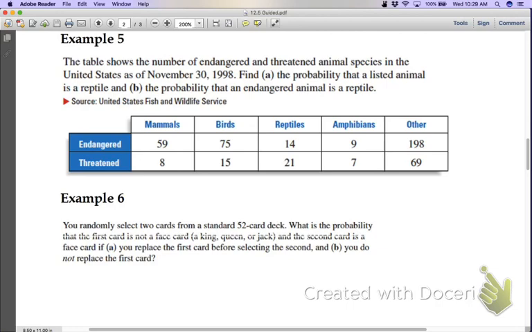It says the table shows the number of endangered and threatened animal species in the United States, November 30th, 1998. Find A, the probability that a listed animal is a reptile, and B, the probability that an endangered animal is also a reptile. Okay, so before you even go, the first thing, what's the chance of you having an animal that is a reptile? So how many reptiles do we actually have? 35. How many total animals are there?